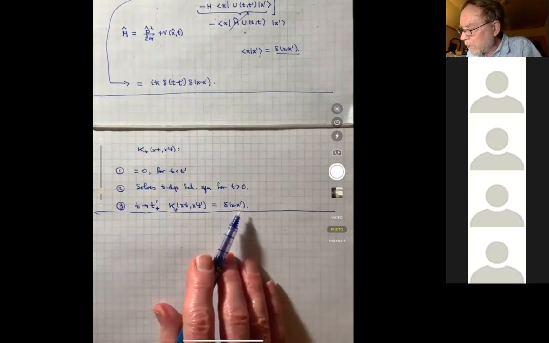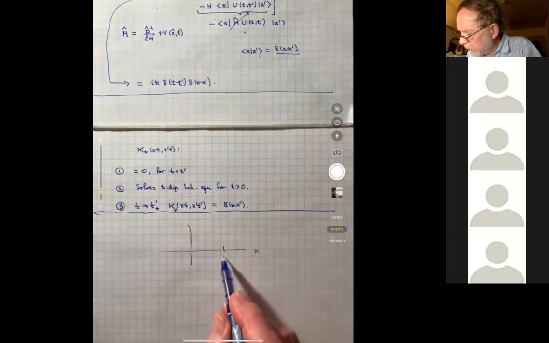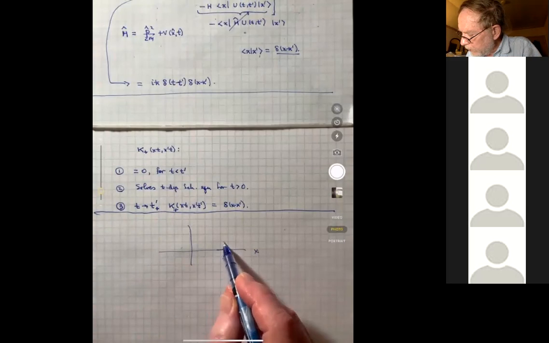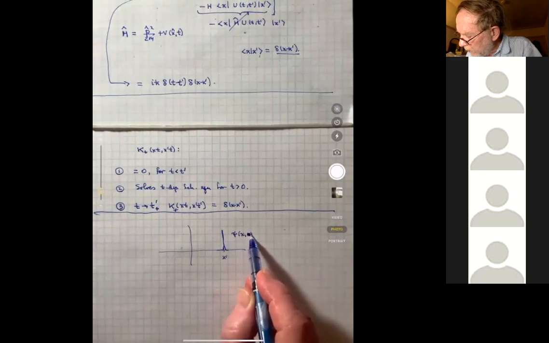So if you have some source point x prime in mind, here's your x-axis, and you've got an x prime here. You just imagine an initial condition here, which is a delta function, and you just call that psi of x, t prime. T prime's the initial time here.